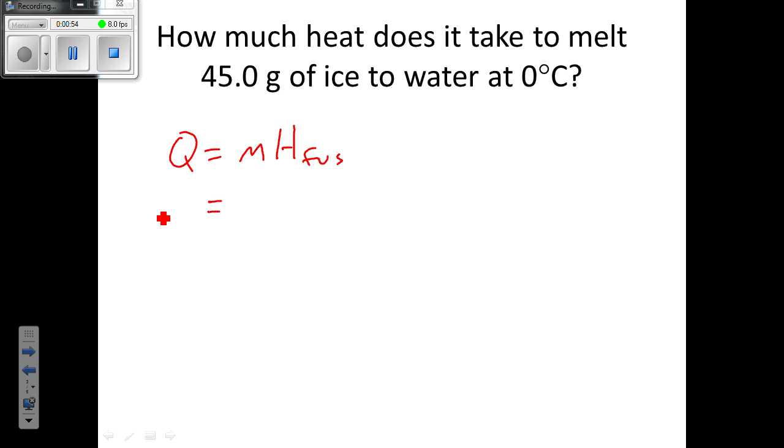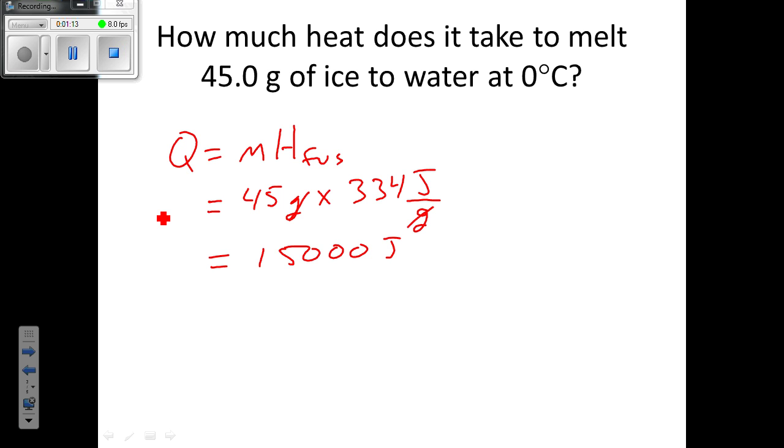And we've got here 45 grams is our mass times 334, if you remember we talked about that, you can also find that in the book, joules per gram, and so the grams will cancel out, and when we multiply those we get 15, I'm rounding this off, and I cheated a significant digit, but we'll get by with that for this one, 15,000 joules, and that's just the energy necessary to melt 45 grams of ice.